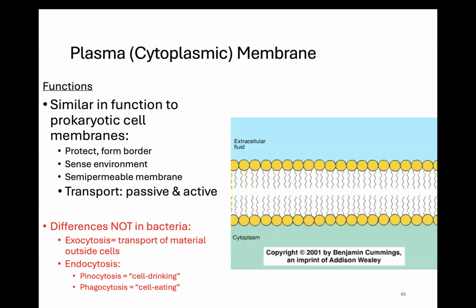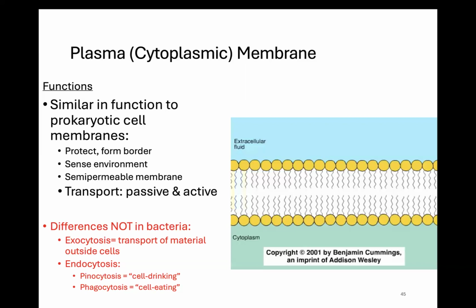It's also there for sensing the environment. There are membrane proteins that act as receptors to allow cells to detect signals from their surroundings. It's semi-permeable, meaning it lets some things in and out, not everything, so it selectively chooses what goes in and out. And finally, one of the main functions of a cell membrane is transport. The membrane allows selective substances to go in and out, either passively, meaning without energy, or actively. We will have a whole other lecture on transport across cell membranes.